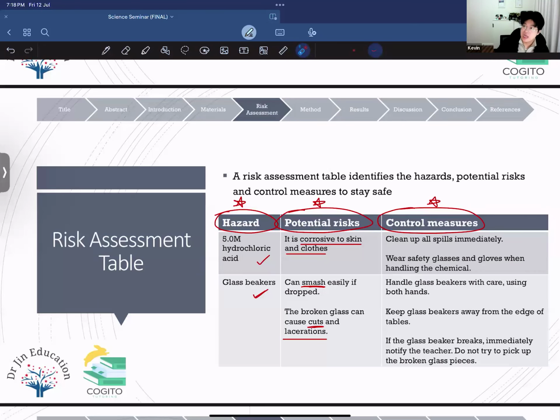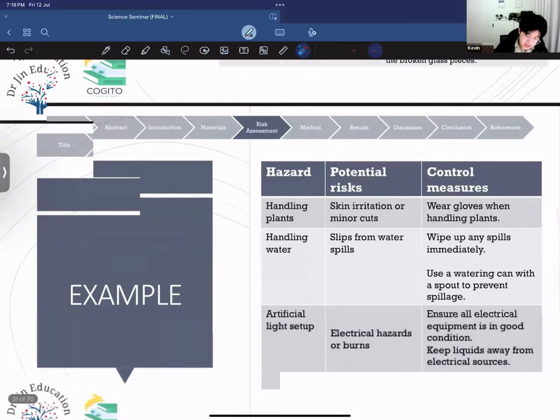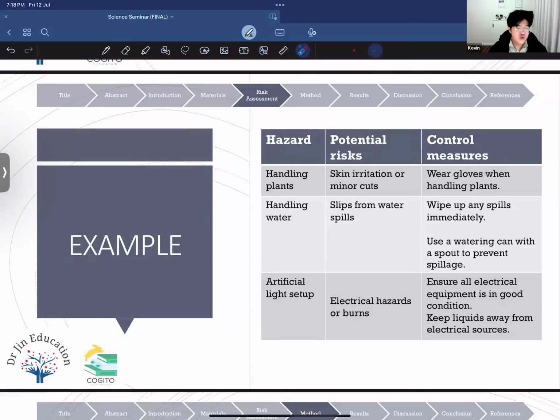Now scroll down. This is an example of a risk assessment table for our experiment. Our experiment is not very dangerous at all. There's nothing crazy. So what's a hazard? Handling the plant. Potential risks: skin irritation, minor cuts. Control measures: wear gloves when handling the plant. There you go, it's not too bad. That's probably low risk.